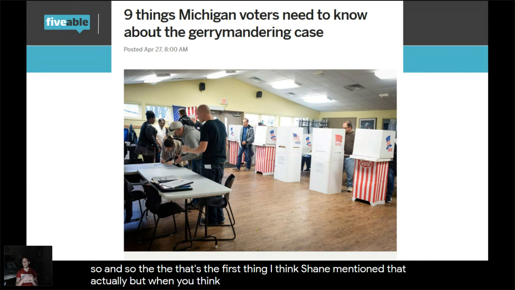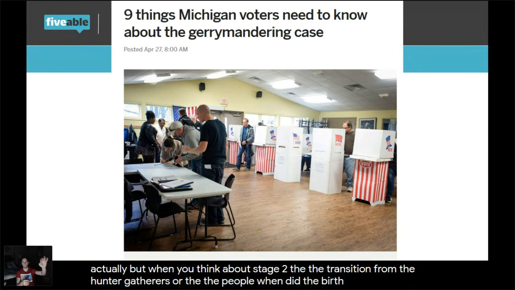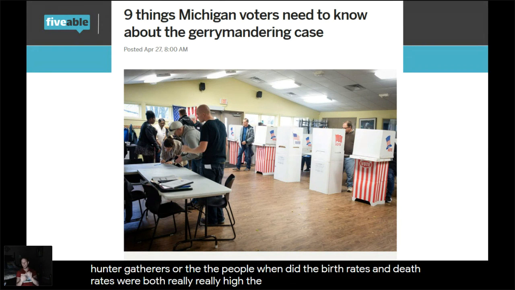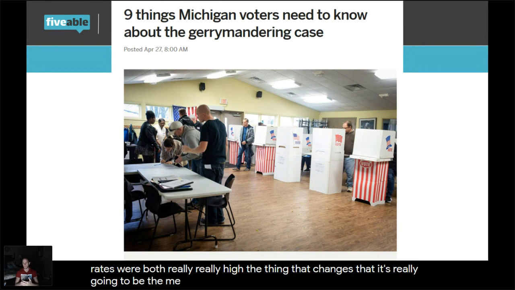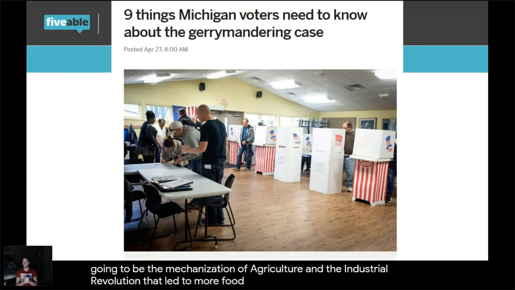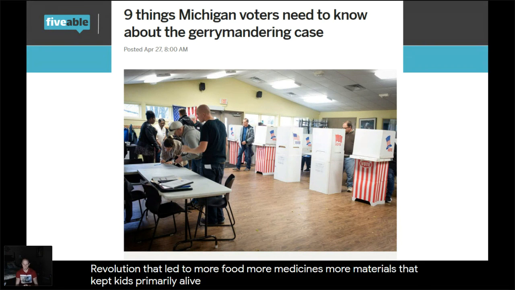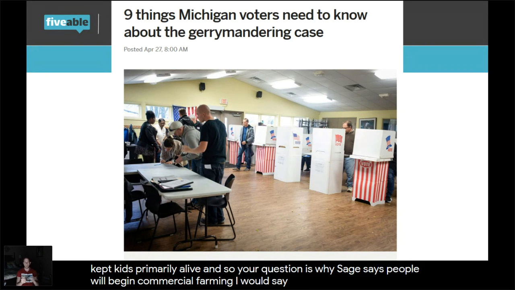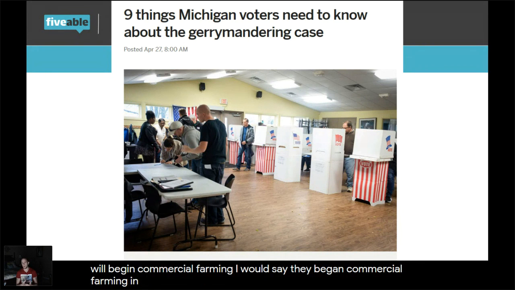But when you think about stage 2, the transition from the hunter-gatherers, or the people when the birth rates and death rates are both really, really high, the thing that changes that is really going to be the mechanization of agriculture and the Industrial Revolution that led to more food, more medicines, more materials that kept kids primarily alive. And so your question is, what stage do people begin commercial farming? I would say they began commercial farming in some form or fashion by stage 2 of the demographic transition.